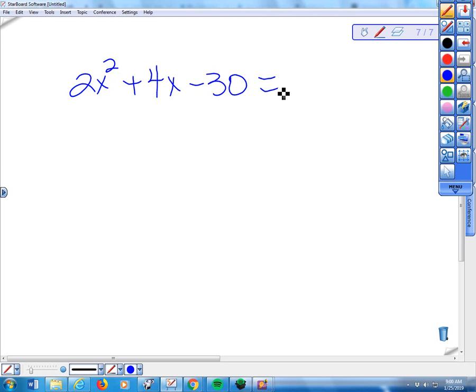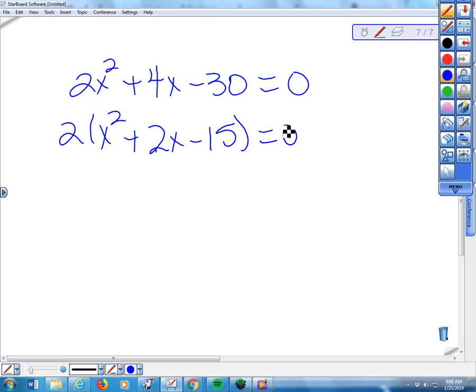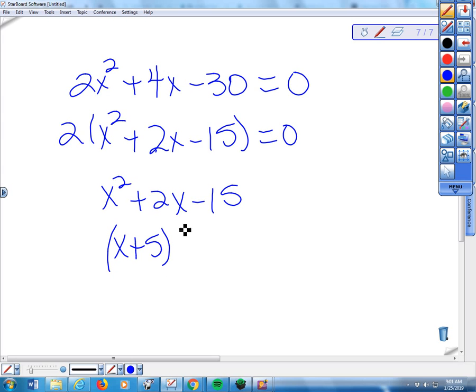Okay, before you do anything factor-wise, you always look for the greatest common factor. What is it? 2. So I'm going to pull that out. 2x. If I divide both sides by 2, I still have 0 on the right. Right? So I can just get rid of the 2. And now I'm looking to factor this. 3 and 5. Positive 5. Okay, so x is equal to negative 5 or positive 3.